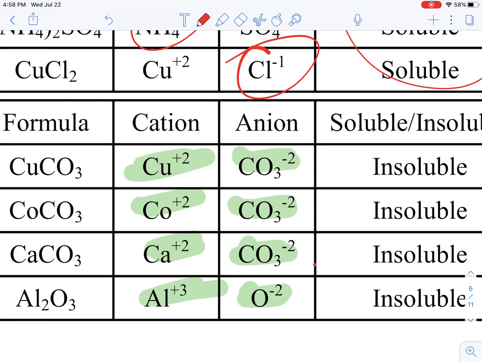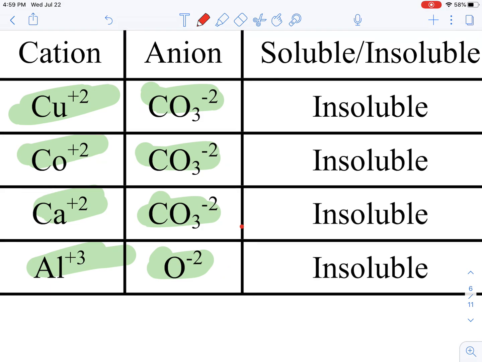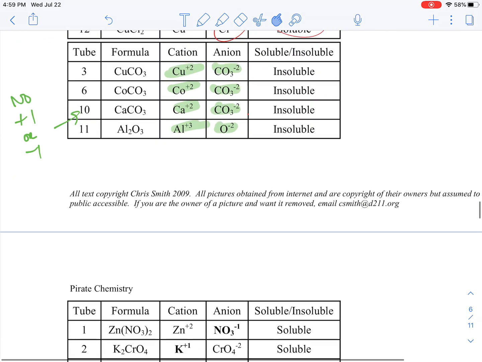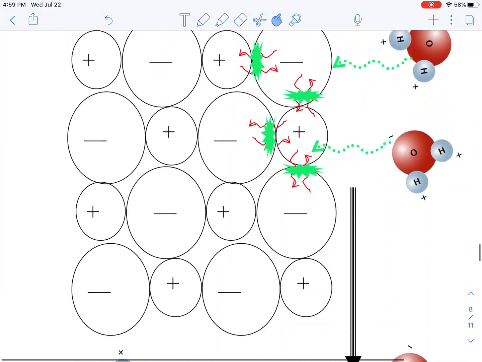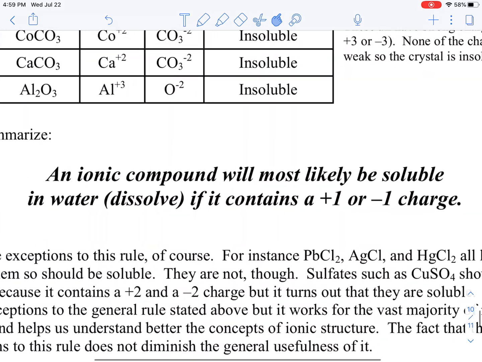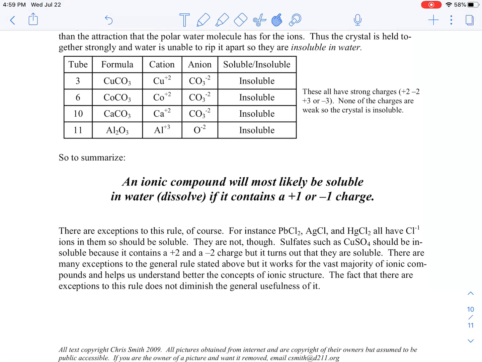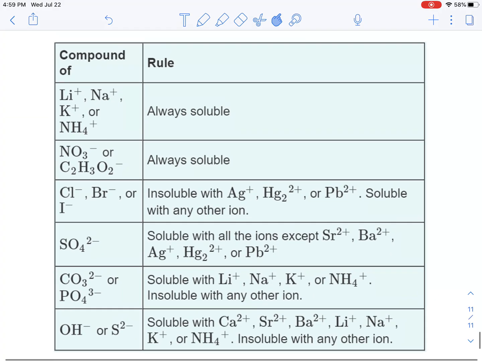Here are substances that don't have any weak charges. There's no plus ones and there's no minus ones in any of those substances. So because there's no weak positive or weak negative, only strong positive and strong negative, those substances are generally insoluble. Now, that is a general rule which gives you an idea of how these things are governed. And the general rule is that an ionic compound will probably be soluble if it's got a +1 or a -1 charge in it. Now, when I say that's a general rule, it's because there's lots of exceptions to this.